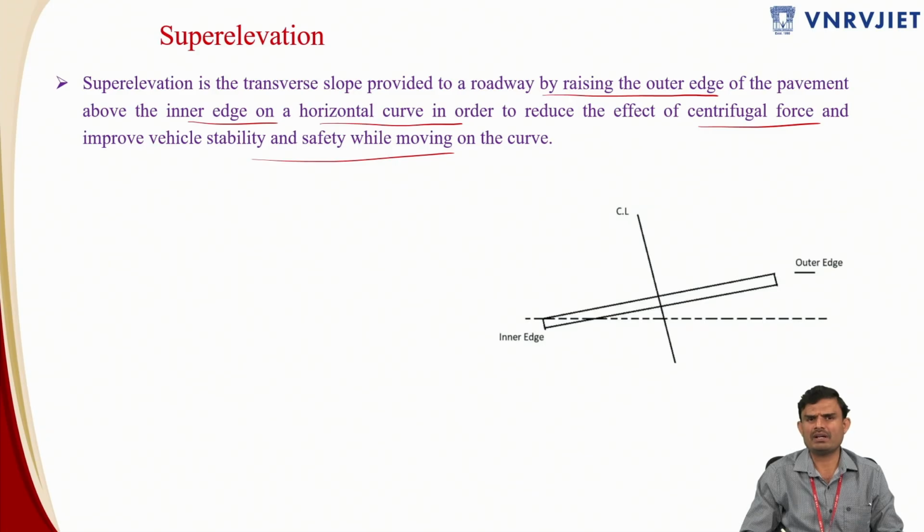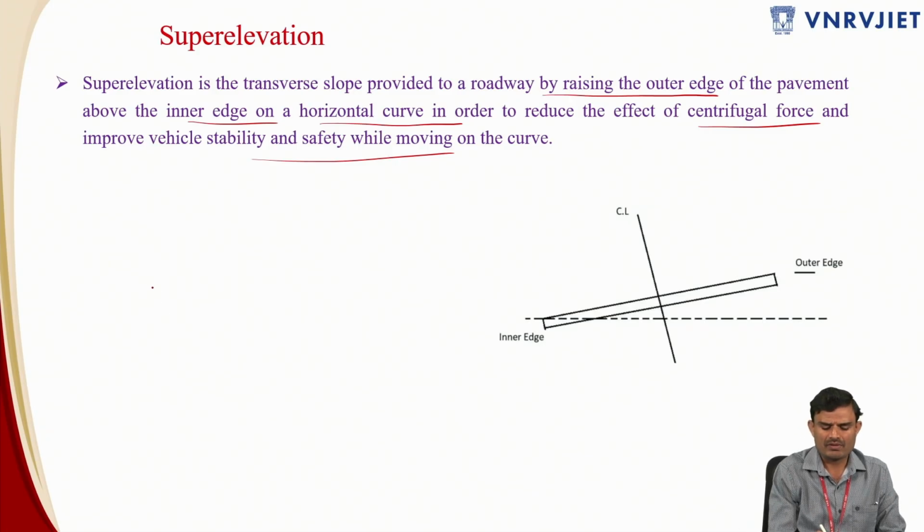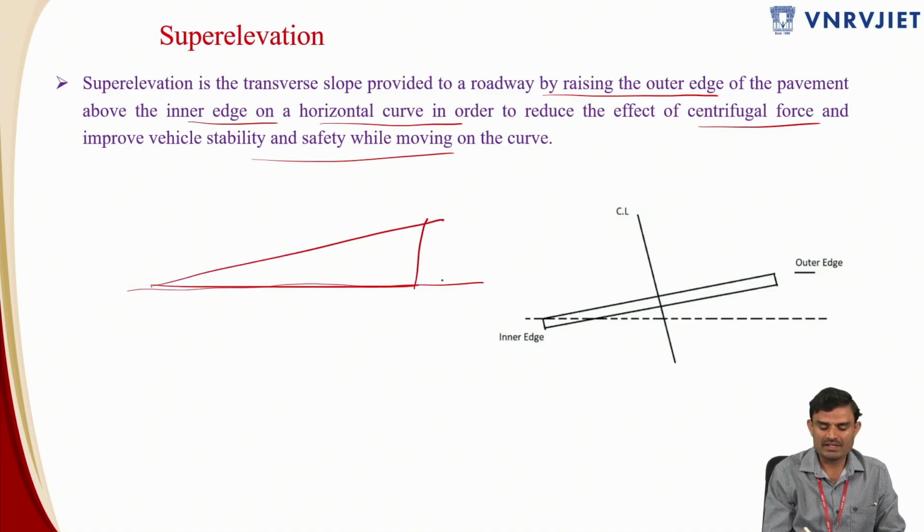You can just remember it as the rise of the outer edge. If I take over here, this is my outer edge, because the centrifugal force is acting in this direction, and this is my inner edge. Previously, both of them were at the same level. So the rise of the outer edge of the road when compared to the inner edge is nothing but superelevation.